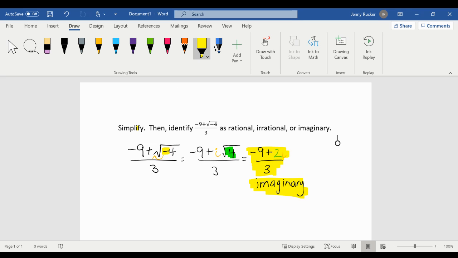One other thing I just want to point out, when you have this imaginary value in here, this i, you want to write that second. You want to do the real part first, and then you want to do the imaginary part second. And that makes the overall expression imaginary.